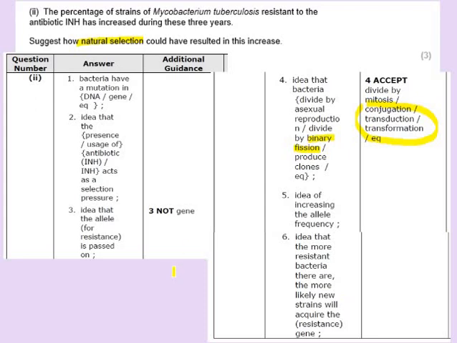Okay, so we're looking at the idea that there is an antibiotic there, that's the selection pressure, but some bacteria have a mutation in their DNA that they can pass on to their offspring when they reproduce by binary fission, and over time that increases the allele frequency. Okay, any of those would have gotten you a mark, and the 3 marks is the most you can get.